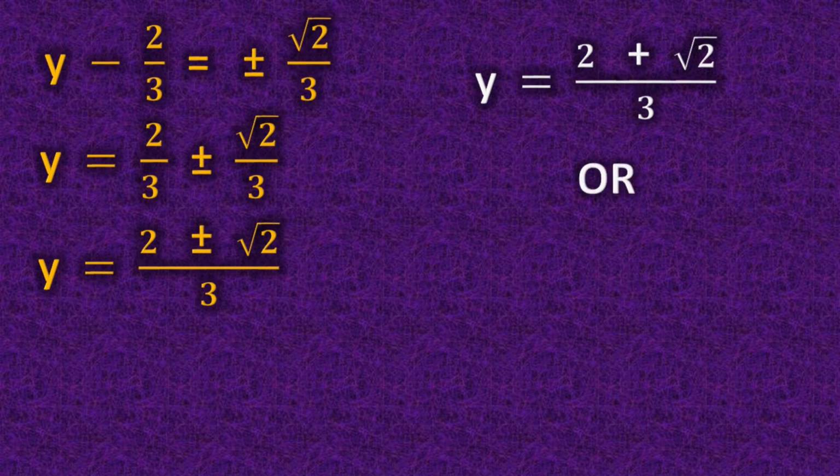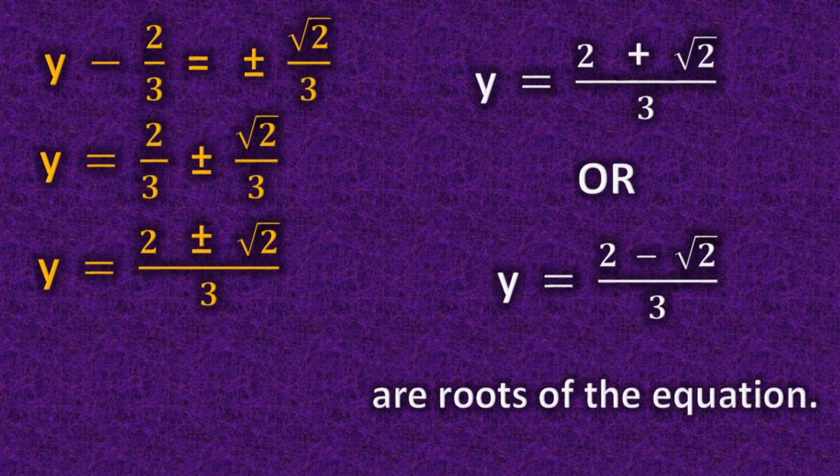Now minus 2 upon 3 will be transferred to the right hand side, it will become plus 2 upon 3. And here 3 is the common base, so upside 2 plus or minus root 2. The first answer we will show only with the plus sign and the second answer we will show only with the minus sign. This way these are the roots of the given quadratic equation. Correct, students?